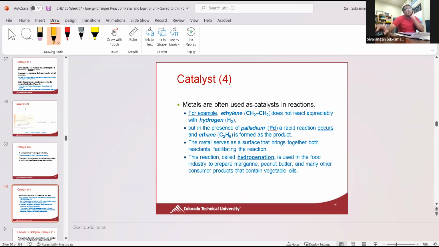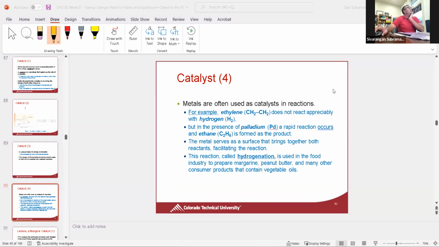There are several examples of this. Metals are very commonly used catalysts in reactions. We looked at ethylene, which is CH2. Ethylene does not react with hydrogen, but in the presence of palladium, a rapid reaction occurs and ethane is formed as the product.